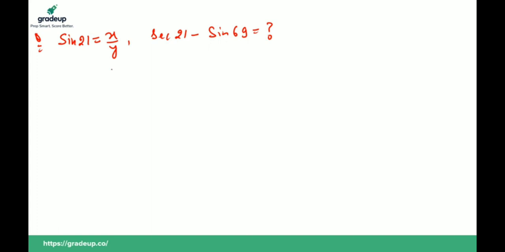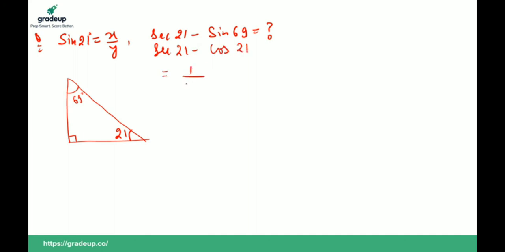Okay, so guys, for this question I will give you a good solution. Sine 21. First of all, I will make a triangle here. Sine 21, I am taking this 21. So this will be 69 because the sum of the interior angles of a triangle is always 180 degrees. So I can write this sec 21 and this as cos 21. So I can write this as 1 upon cos 21 minus cos 21. If I have the value of cos 21, this will be good.